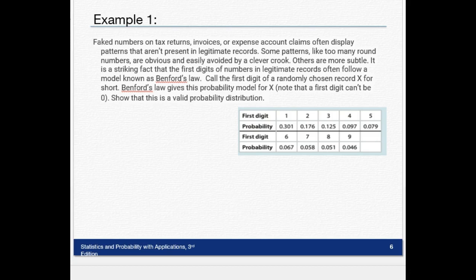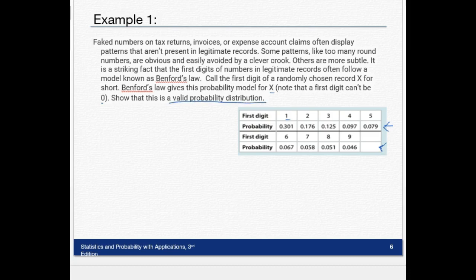Call the first digit of a randomly chosen record X, for short. Benford's Law gives the probability model for X. Note that the first digit can't be zero. Show that this is a valid probability distribution. So the first digit of a certain expense either starts with a 1, 2, 3, 4, 5, 6, 7, 8, 9, okay? And there are the probabilities in there, okay?